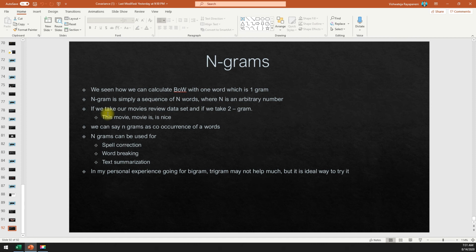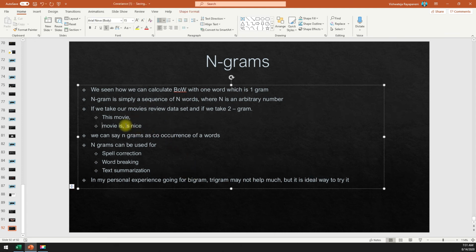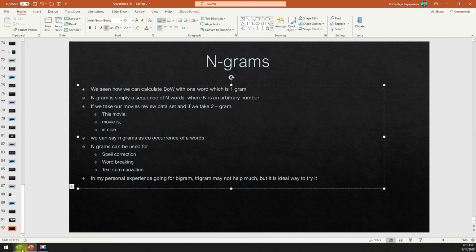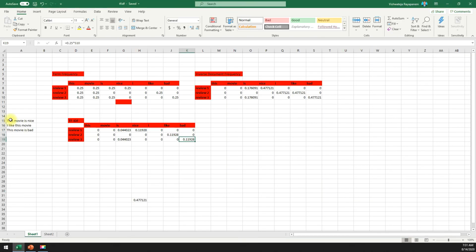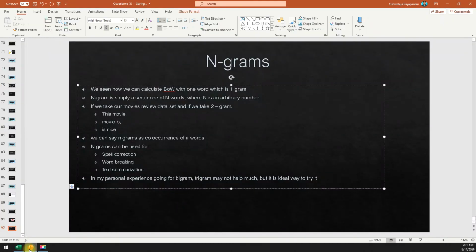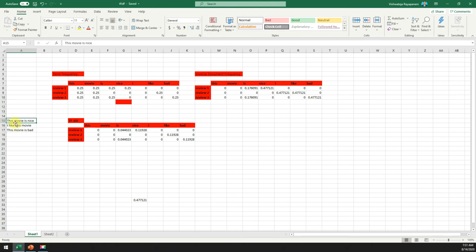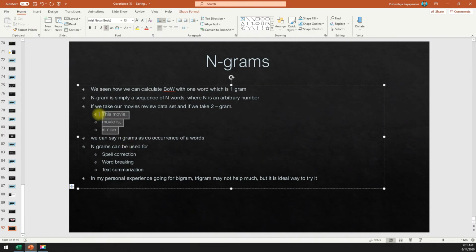If we take our movie reviews data set and take n as 2, which is nothing but 2 grams, then this is how it looks: this movie, movie is, and is nice. So for this document, when you talk about n equal to 2, it will be like this movie, movie is, is nice. That would be 2 grams. We call it bigrams. So we can say n-grams are a co-occurrence of words.